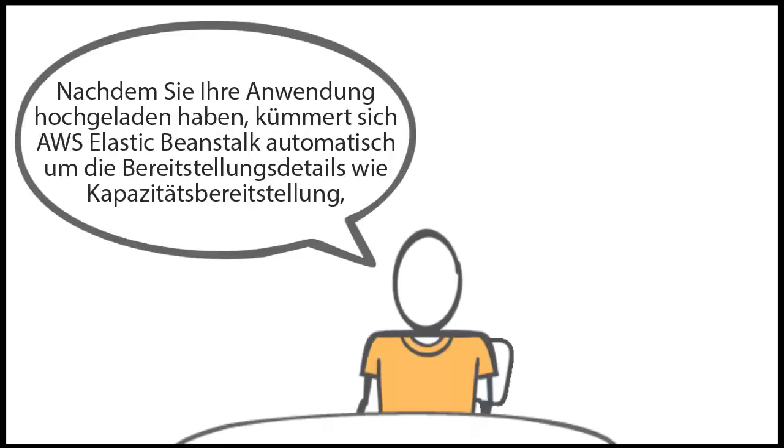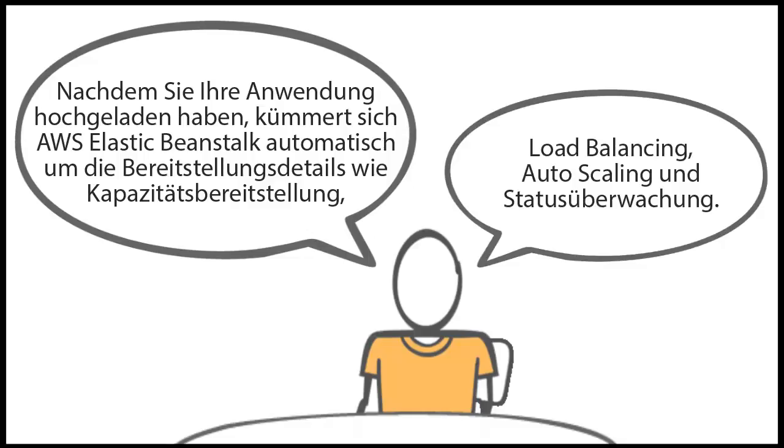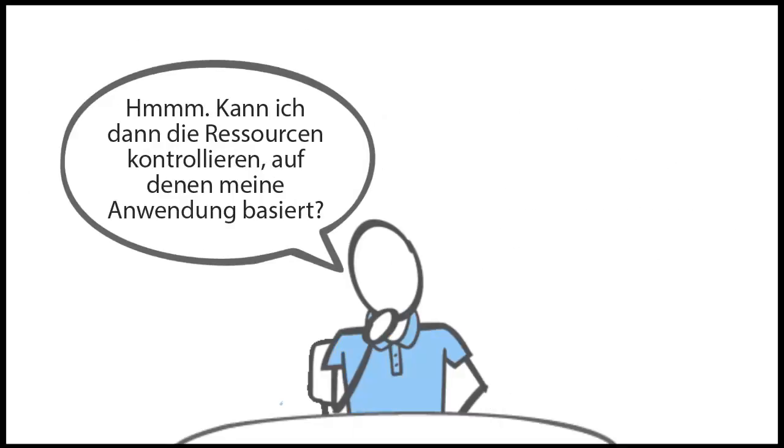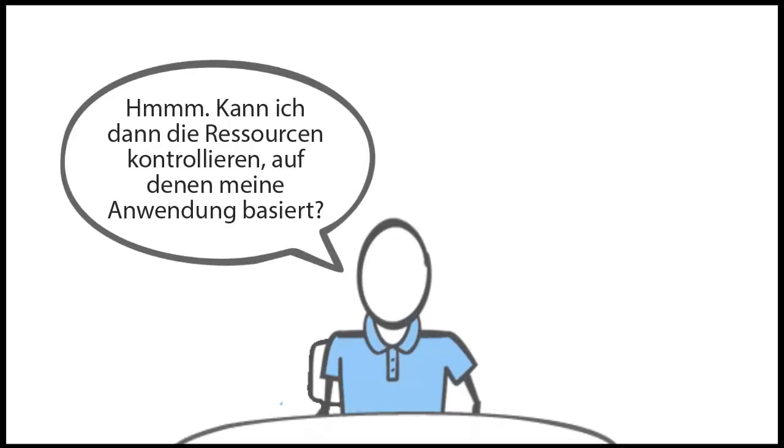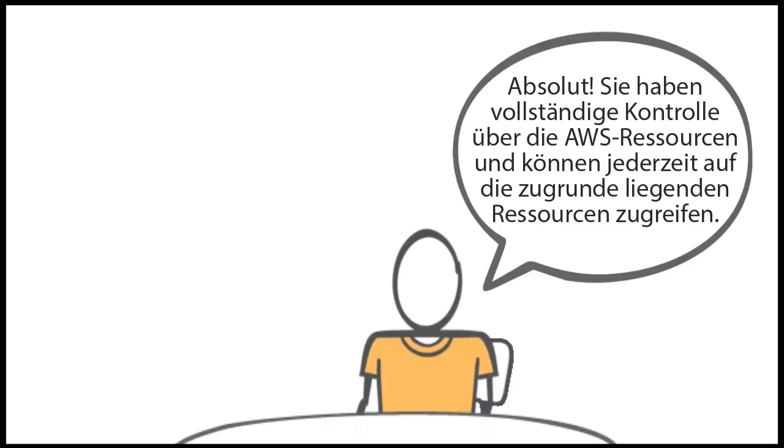After you upload your application, AWS Elastic Beanstalk automatically handles the deployment details of capacity provisioning, load balancing, auto-scaling, and application health monitoring. Will I be able to control the resources powering my application? Definitely. You're in control of the AWS resources, and you can access the underlying resources at any time.